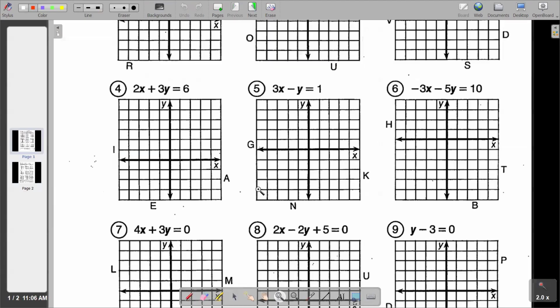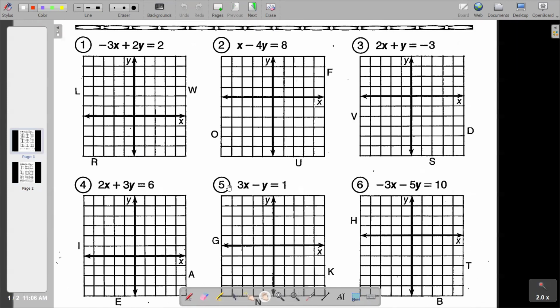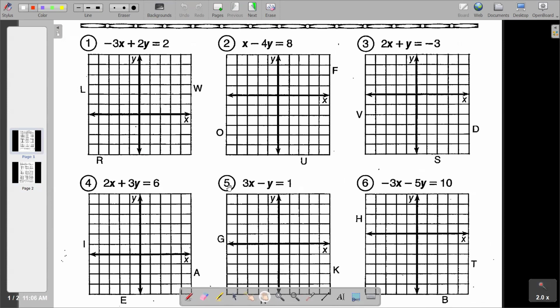What changed right away on this page? What do you notice? Yeah, Mia. Well, yeah, I mean, we have to graph them, and we did that on the page before, but what has changed? What's different now?